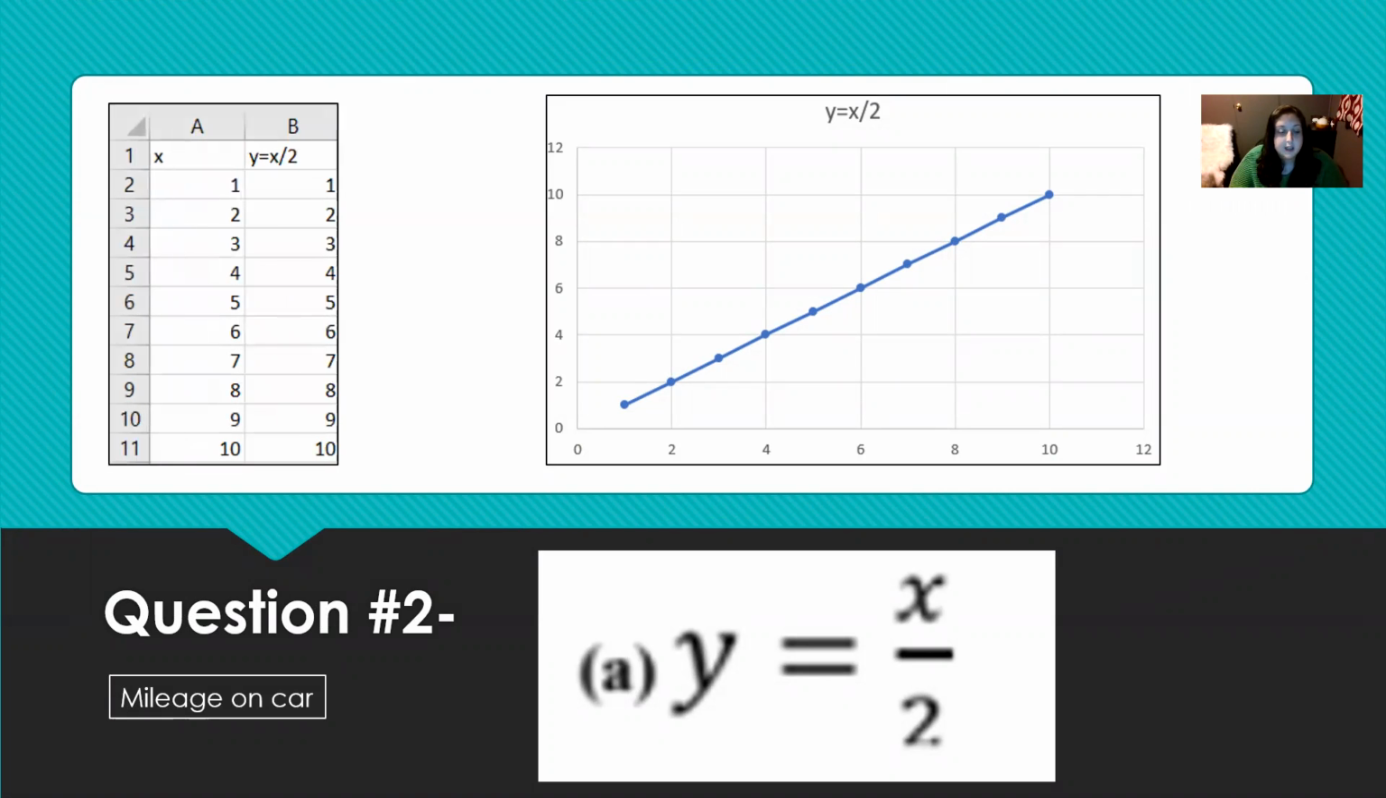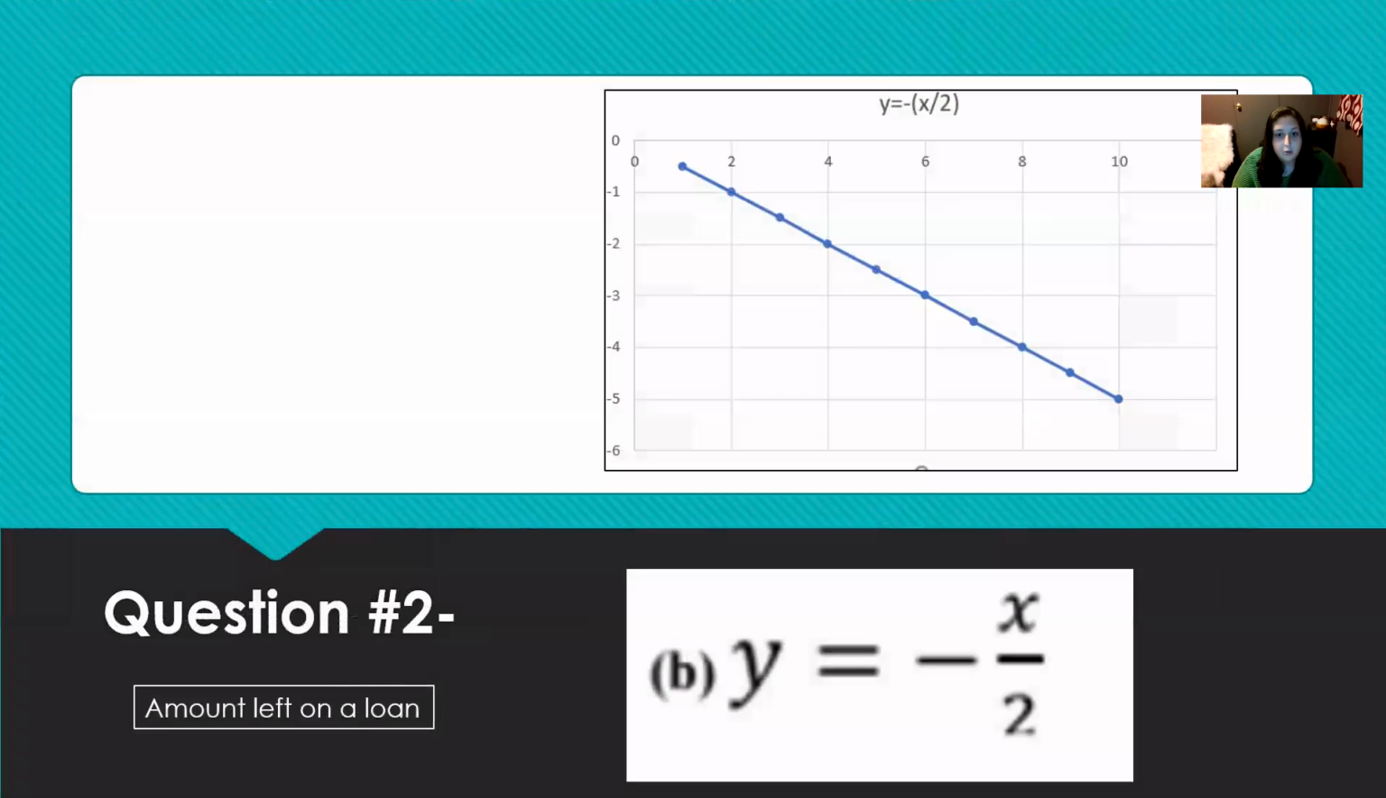So whenever we set this equation up with numbers, we've got x is 1 and y being 1. And these numbers line up like this all the way down to 10. So for x being 10, y is going to be 10 as well. An example for this might be the mileage on your car, because the more that you drive it, the more your mileage goes up. It's not going to go down at all. So that's y equals x over 2.